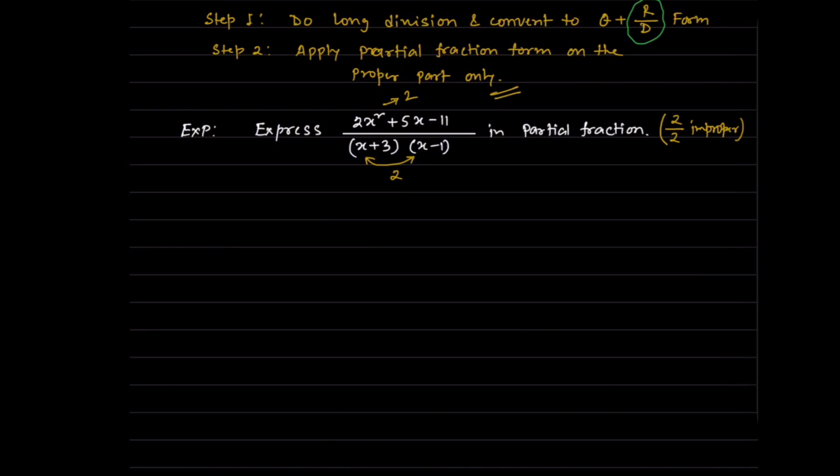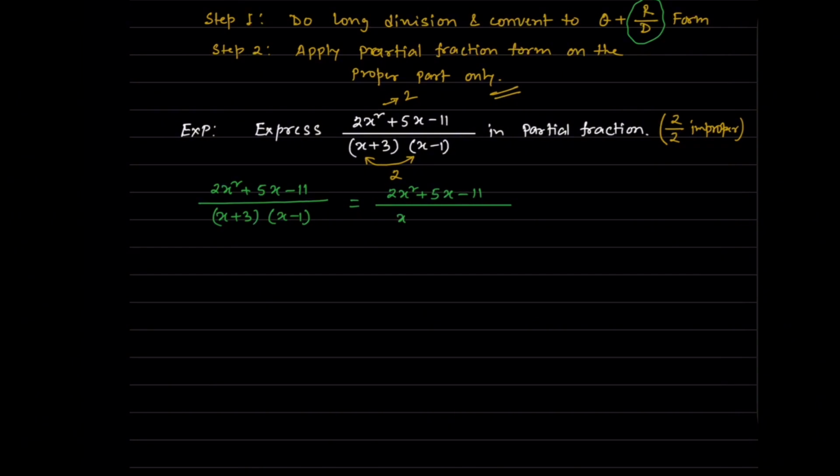Now, if it is improper, the first step is to do long division. So we have to modify this a little bit for long division. We can write 2x square plus 5x minus 11, and we have x plus 3 and x minus 1. So this denominator we need to simplify. Now just multiply the denominator.